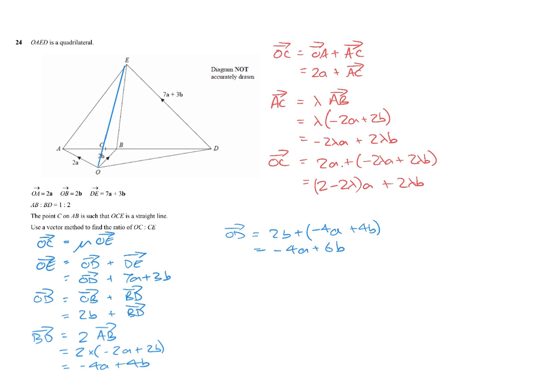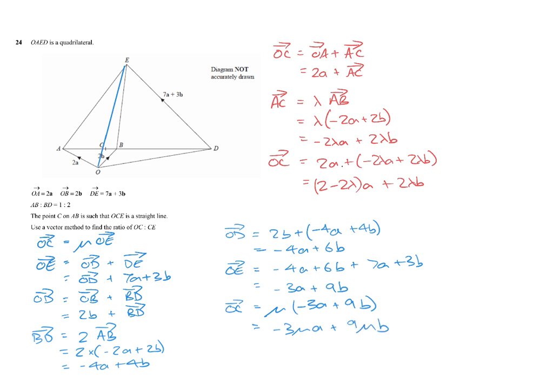And if that's O to D, then I know that O to E is equal to minus 4A plus 6B plus 7A plus 3B, which then works out to be minus 3A plus 9B. And therefore O to C is equal to mu multiplied by that, minus 3A plus 9B. Expanding that out, I got minus 3 mu A plus 9 mu B.